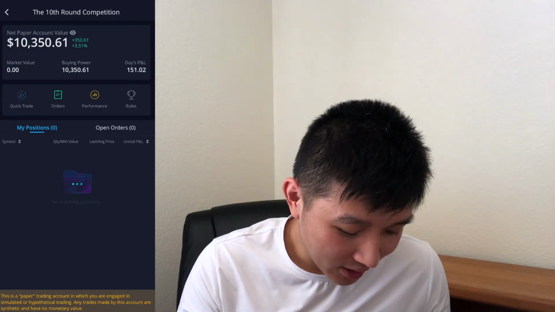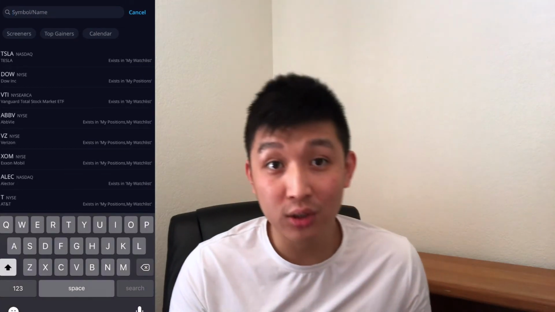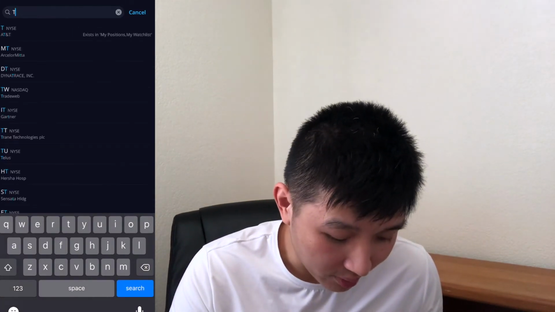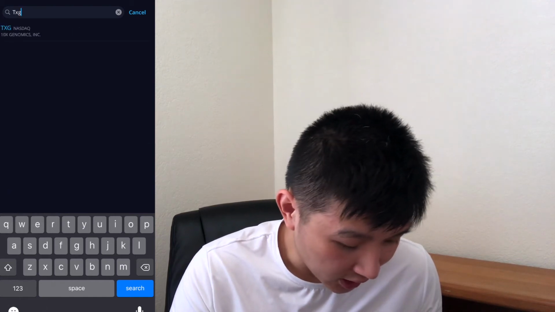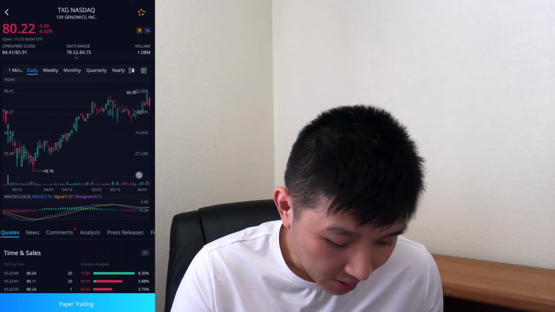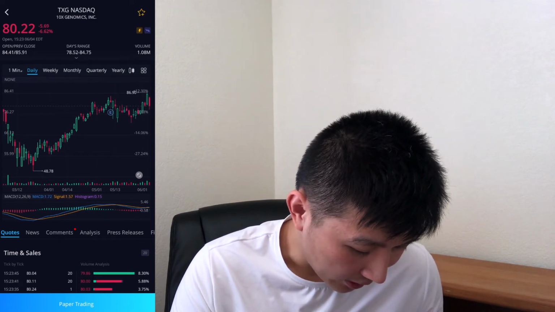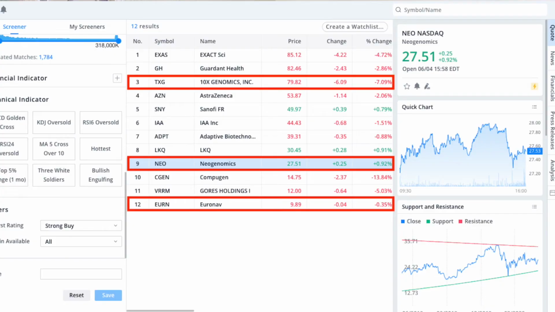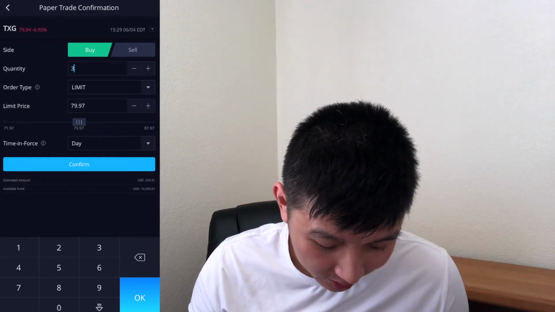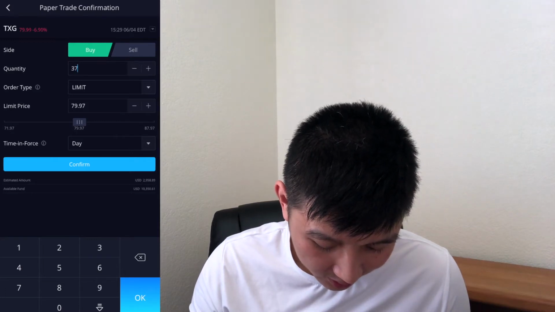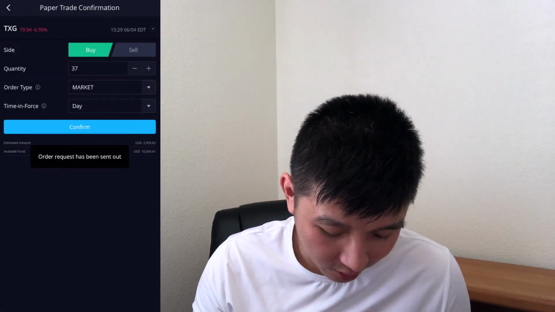So I'm going to go back in and do a quick trade. And today on the screener, I found two of the stocks that I want to be trading. So it's TXG, and I'm going to buy, let's see, 62 shares of that. And this is again using the remainder of my account. Actually, I just realized that you can't own too much of one share, so I'm going to modify my strategy. Instead of buying two, I'm going to buy three. So for TXG, I'm going to buy 37 shares of that, and then hit market, confirm.